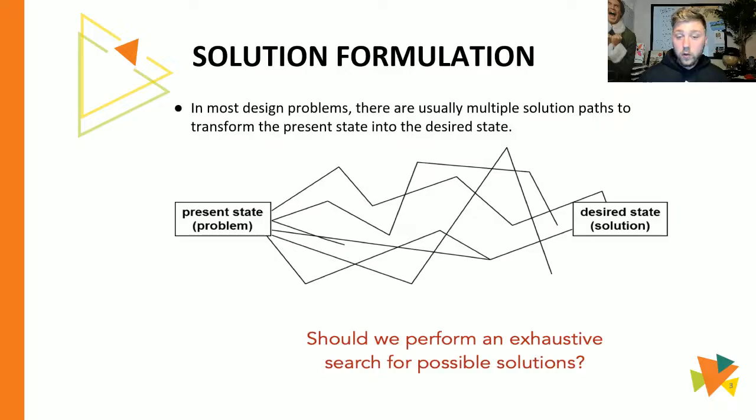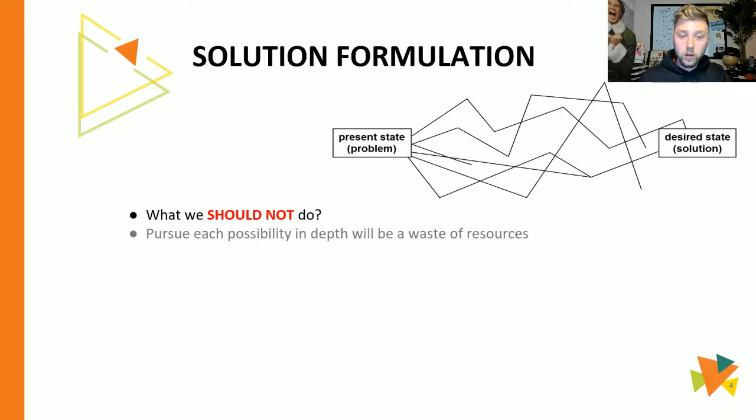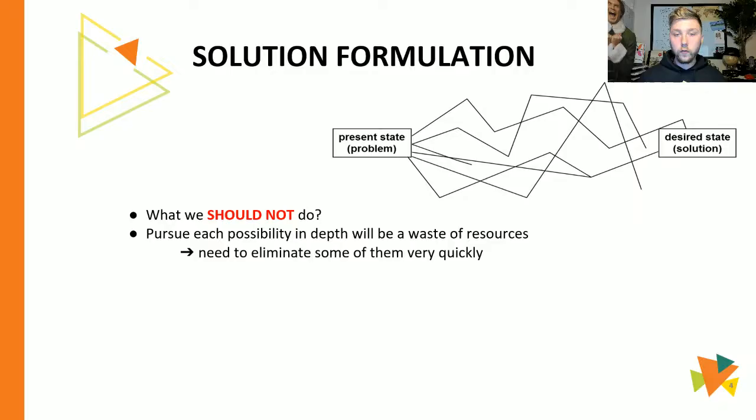And so the question becomes, should we perform an exhaustive search on all possible solutions? The short answer is no. So let's start with what we should not do. We should not pursue each possibility in depth. That will be a huge waste of resources. Imagine going down every single one of these paths, and most of those paths don't actually lead to the solution. That's a lot of time, a lot of money, a lot of resources that you just simply don't have, and it's unnecessary. So we really want to eliminate some of them very quickly. We want to find out which of these paths are not going to work at all.